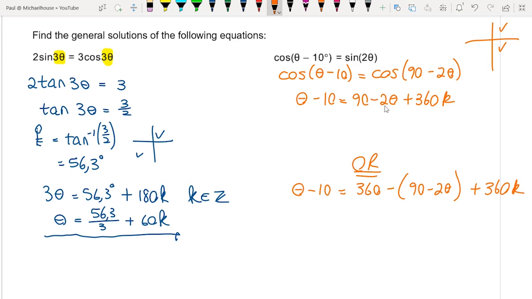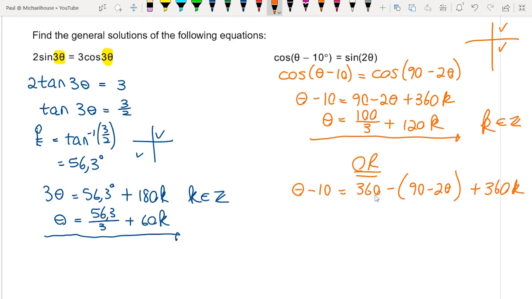But let's solve this for theta. We're going to add 2 theta to both sides. We get 3 theta. We can add 10 to both sides. We get 100. So in fact here theta will equal 100 over 3 plus 120k. Before I forget, I'm going to write k as an element of Z somewhere on this page.